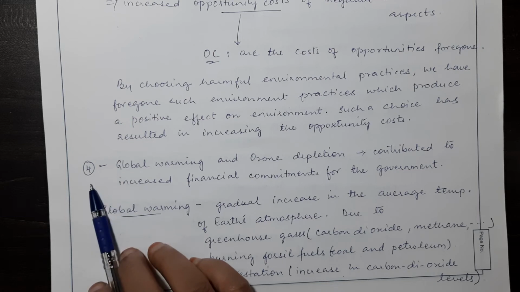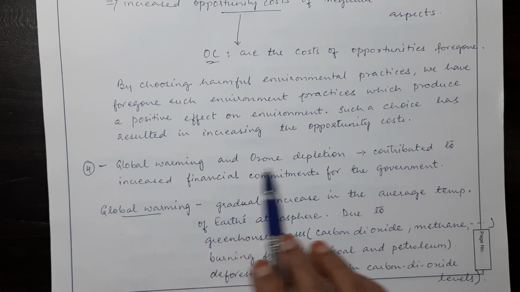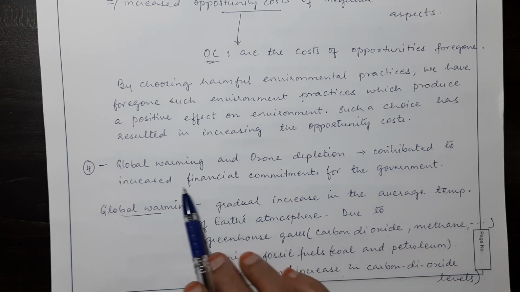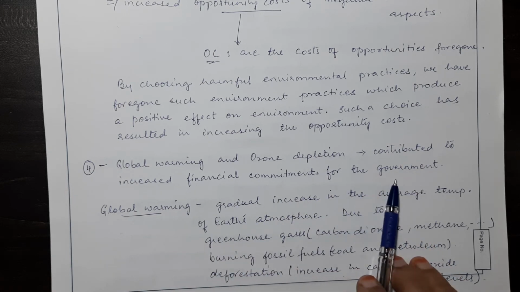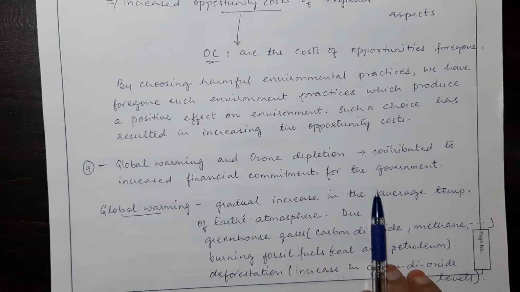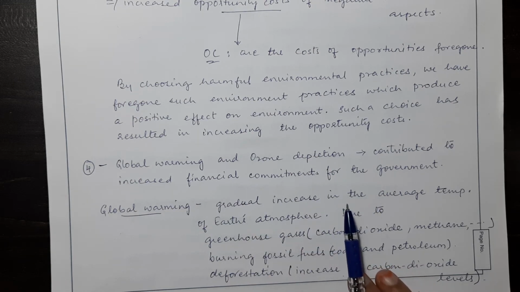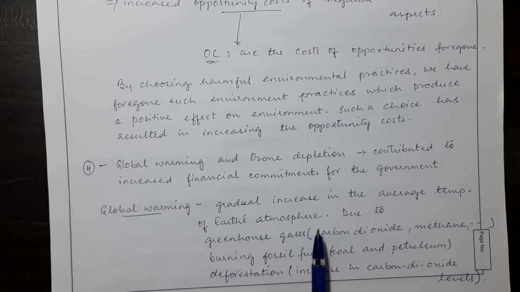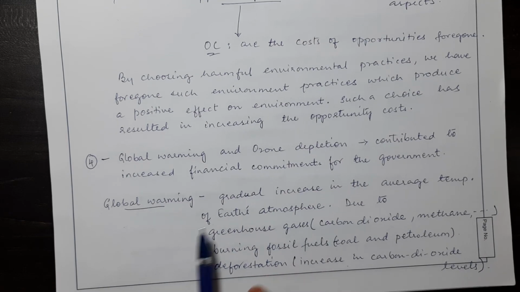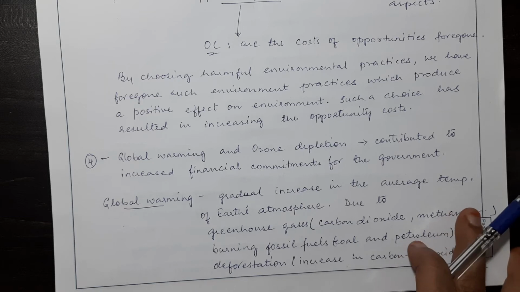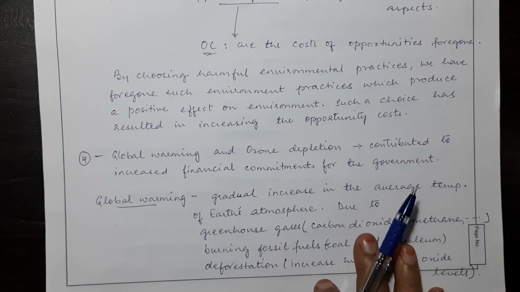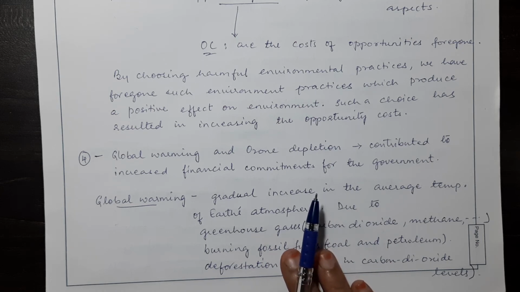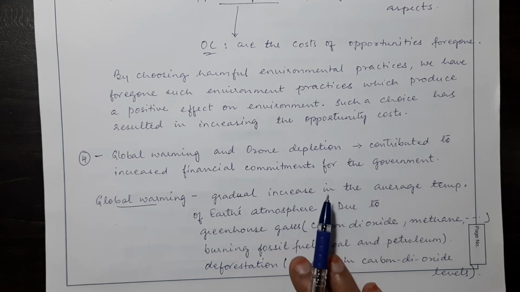Right. The fourth one is global warming and ozone depletion, which contribute to increased financial commitments for the government. Why? Because of this, there will be certain adverse effects to combat which the governments will have to spend a lot of money. Now let's understand what is global warming. We have been learning about global warming since our childhood, isn't it? It starts even right from third class. We learn global warming, the rise in temperatures.